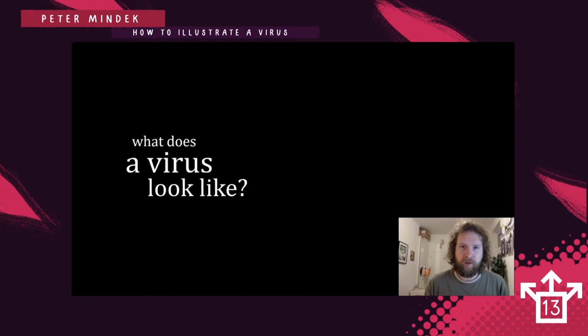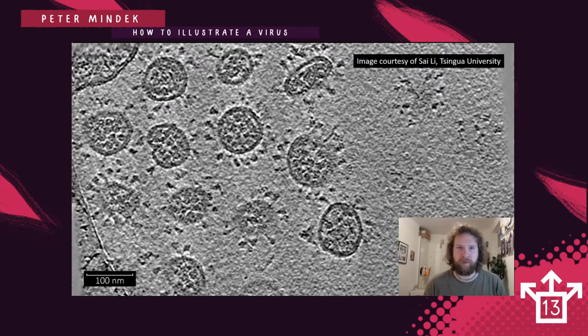But I promised I will be talking about viruses. So let's start with the question, what does a virus look like? Well, here's a picture from an electron microscope which shows several particles of coronavirus. We can see their shapes. We can see these famous spike proteins that are projecting outside of its membrane. And yeah, so that's it.